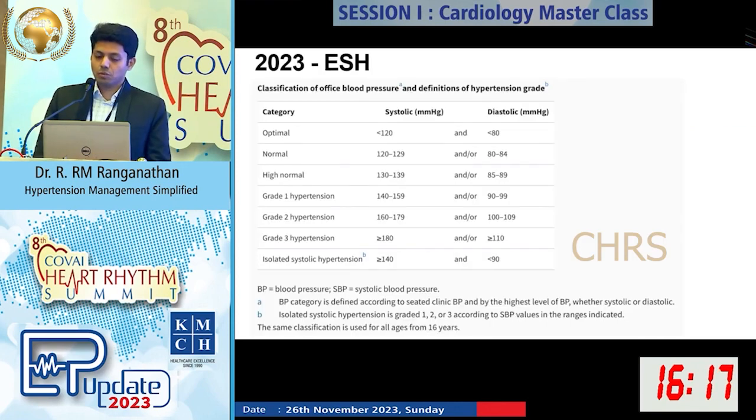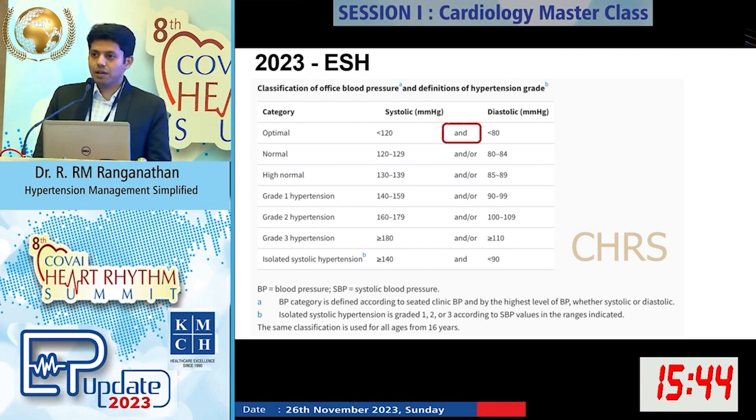Now fast forward to 2023 and we have the latest European Society of Hypertension guidelines. I put this classification here from the European Society because it is very similar to the Indian hypertension guidelines. This classification of blood pressure is applicable for individuals above 16 years of age. And this classification is based on recording of blood pressure in the clinic with the patient in sitting position and using an automated oscillometric BP apparatus. They have categorized the blood pressure into 7 categories.